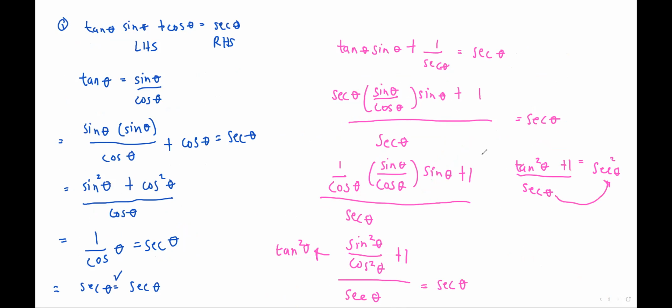So, equal siya. Or pwede ninyong gawin, i-convert ninyo muna ito. So, magiging secant squared theta over secant theta. Secant theta, and then cancel out. So, magiging secant theta is equal to secant theta. So, mapapansin ninyo guys, ang pinapoint out ko lang naman dito is, madaming way to solve identities, as long as tama yung ginagawa ninyo. Okay? So, yan yung sa number one natin.